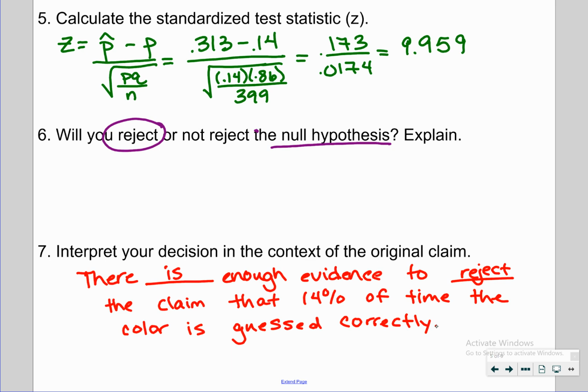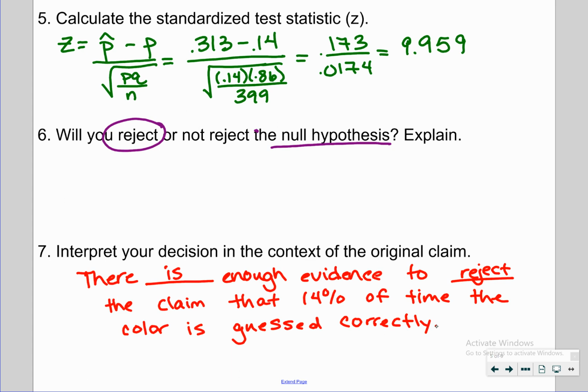We've rejected it. Why is it false? Why is it false based on the data we had? What did our data say? Yeah, we guessed at 31%. And they were saying we're hypothesizing we're going to guess about 14% of the time. So are those numbers even close to each other? And that's why we're getting such a very large Z value here, because we were way over what we're hypothesizing about.